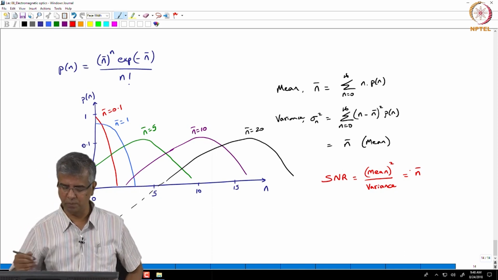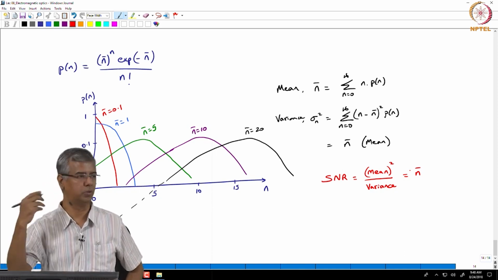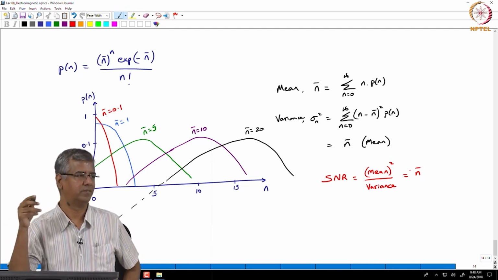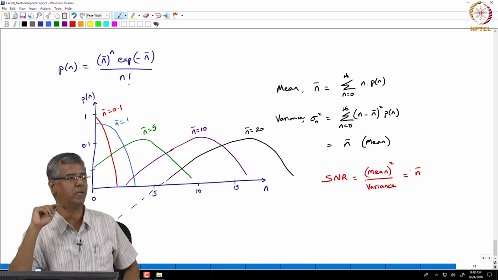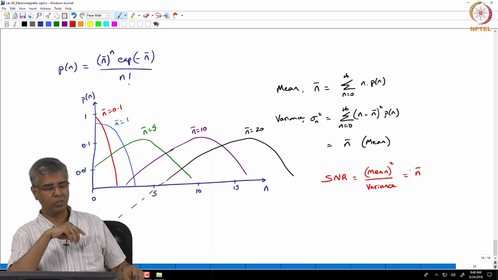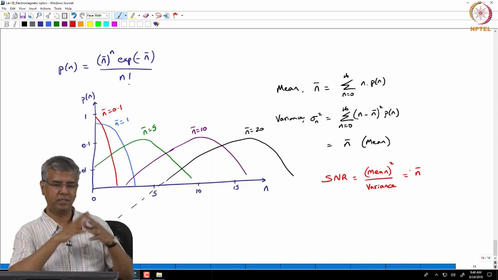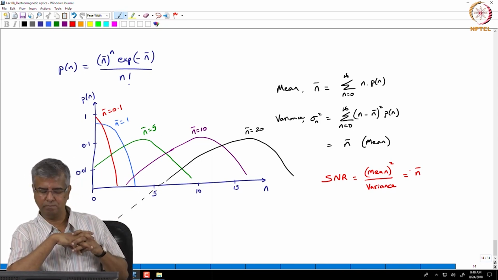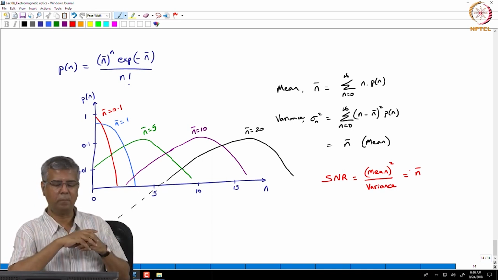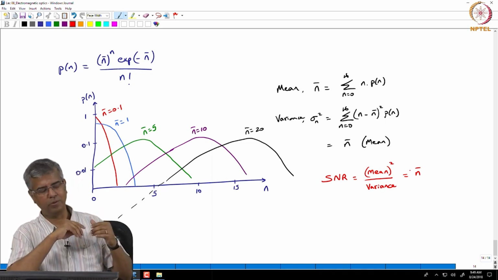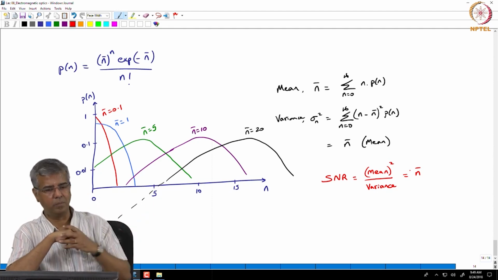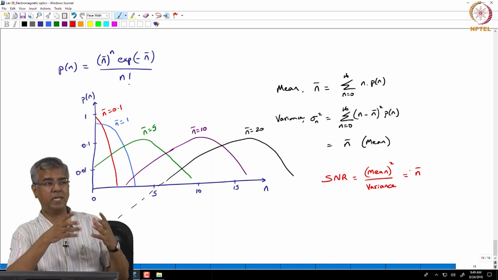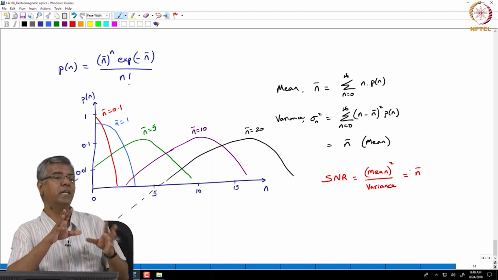So, if you want to improve your signal to noise ratio, you want to have a larger mean number of photons, right. That is what it means as far as your communication application is concerned. Of course, that means that you want to flood your time slots with photons, but it's not as simple as that, because in practical systems we find that beyond a certain number of photons, if you put into the medium, it starts behaving in a nonlinear fashion.